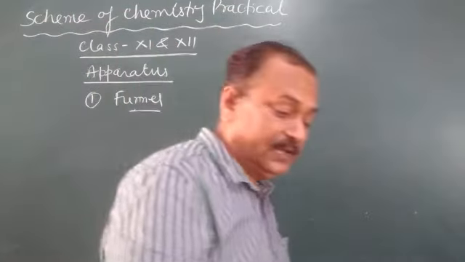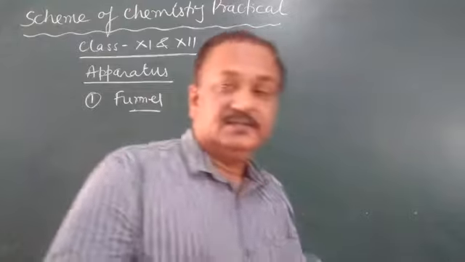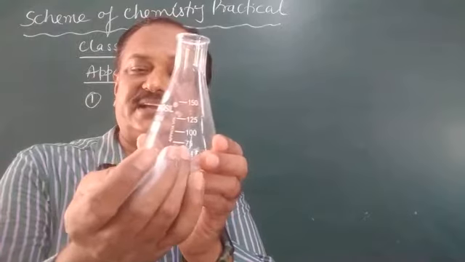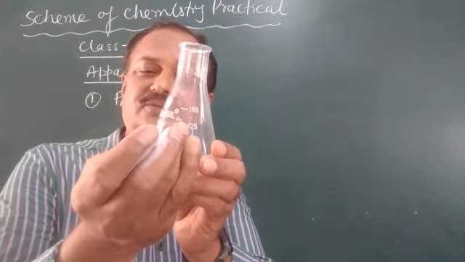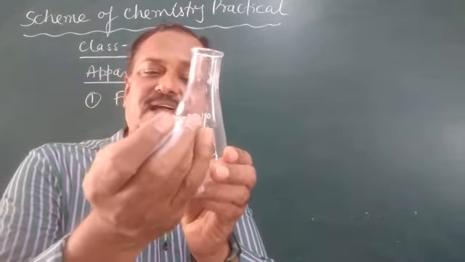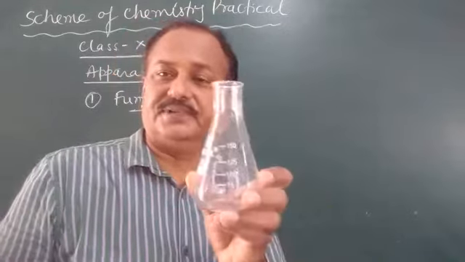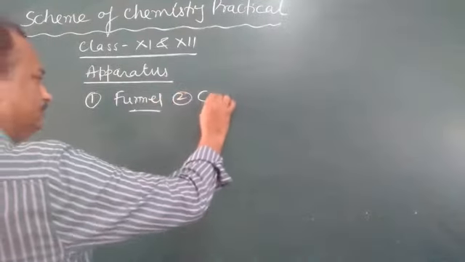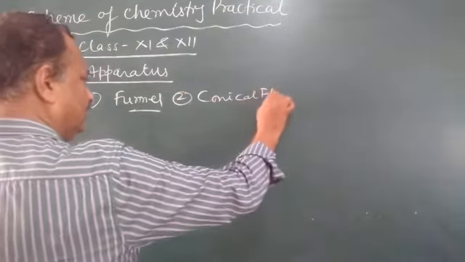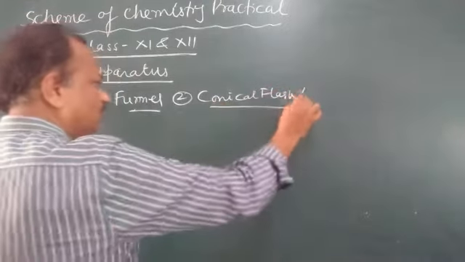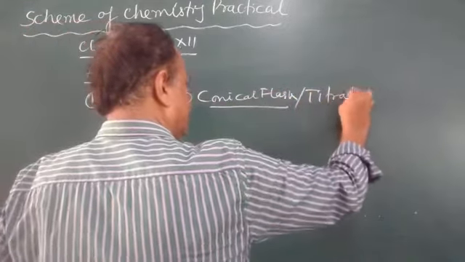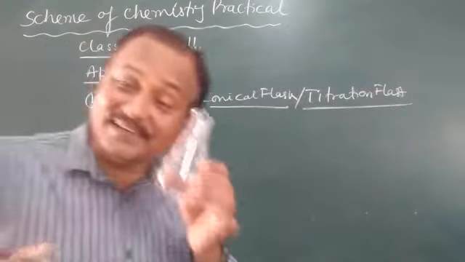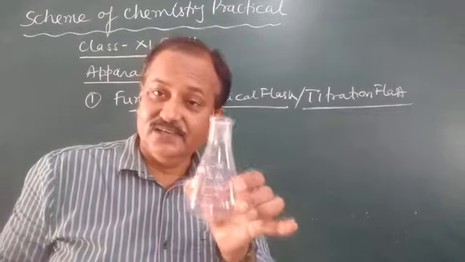Now coming to the second, this is the titration flask, or conical flask. See, here it is marked 75 ml, 100 ml, 125 ml, and 150 ml. This is the conical flask. It is also called the titration flask. In the titration flask also we titrate something. So this is one item for titration, volumetric analysis.